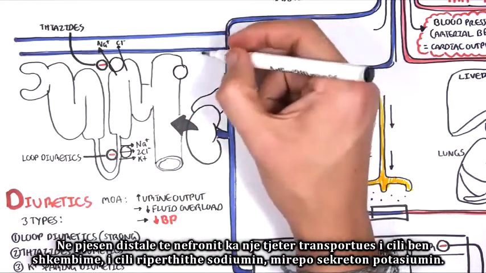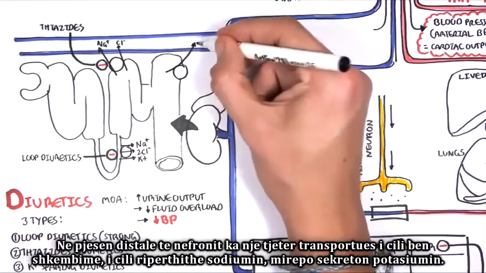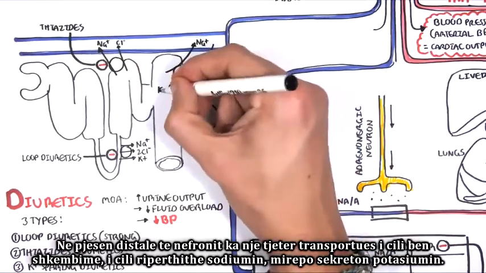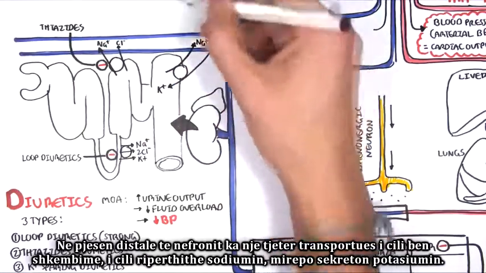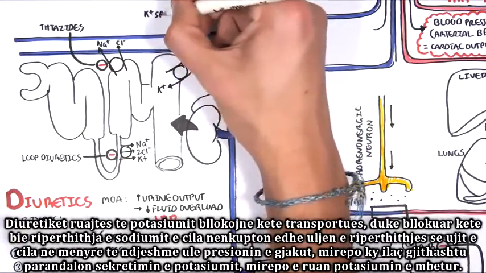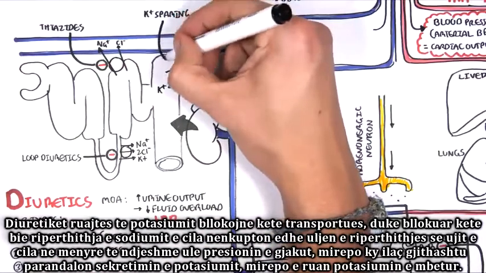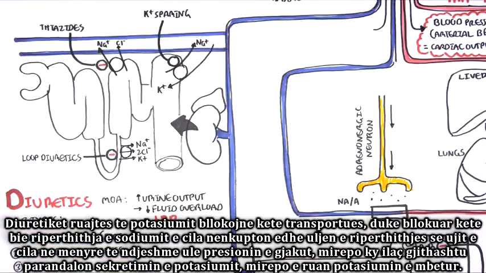In the distal part of the nephron, there's also this other transporter exchanger, which reabsorbs sodium but secretes potassium. And potassium-sparing diuretics inhibit this transporter. By inhibiting this transporter, you actually decrease the reabsorption of sodium, which means you decrease the reabsorption of water, which subsequently decreases blood pressure. But you also prevent the secretion of potassium. And this is why it is called a potassium-sparing diuretic, because you're sparing potassium.